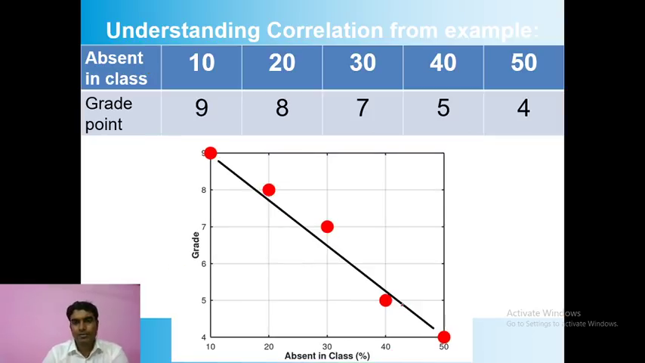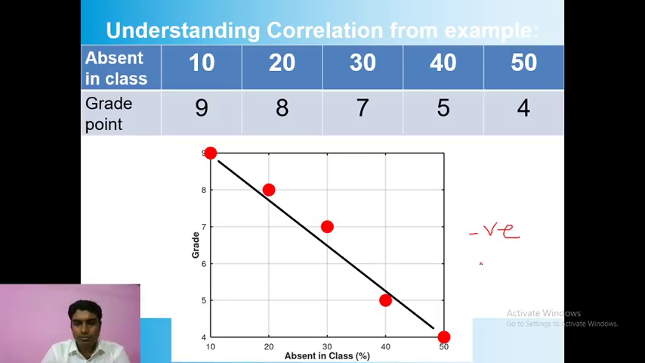So I can approximate that there is basically this sort of straight line pattern I can see. So there is an approximation of a negative correlation between these two variables x and y. In this case I can say these two variables are negatively correlated.